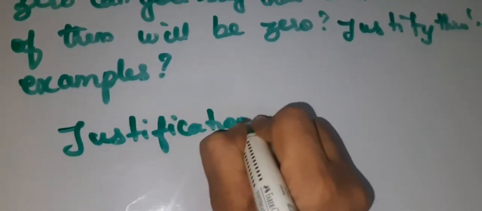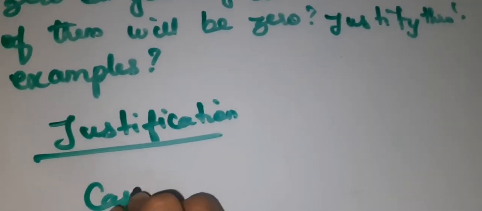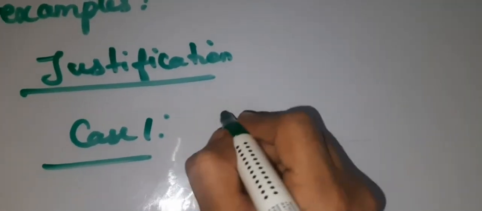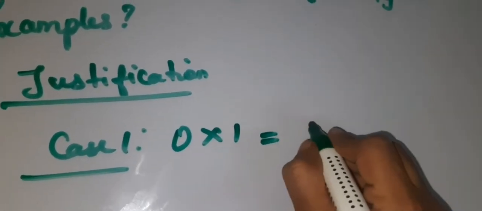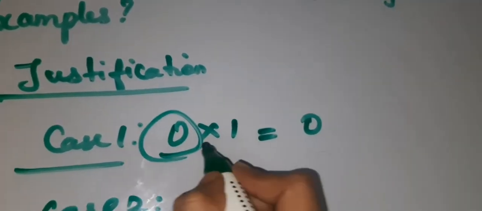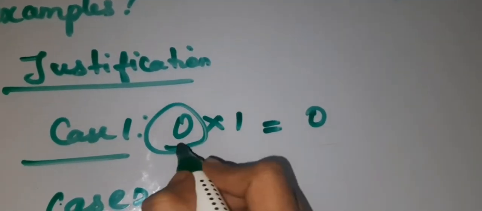Justification. Case 1. Let's take the first multiplicand as 0 and the other as a number. So 0 into 1 is 0. In the first case, we have taken the first multiplicand as 0.